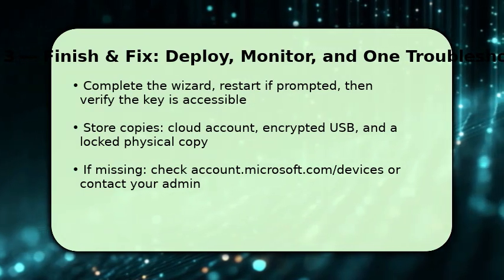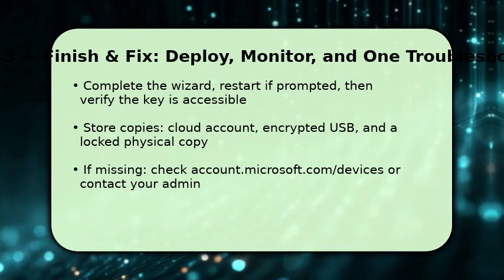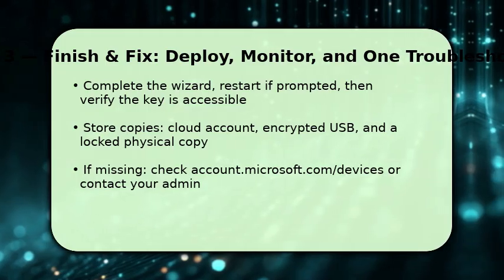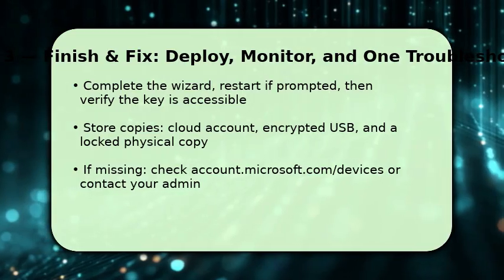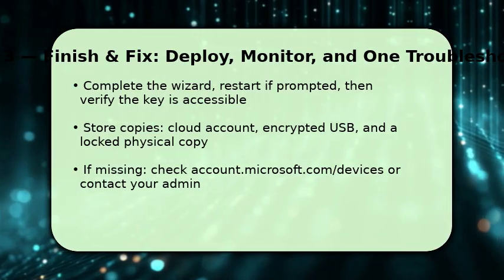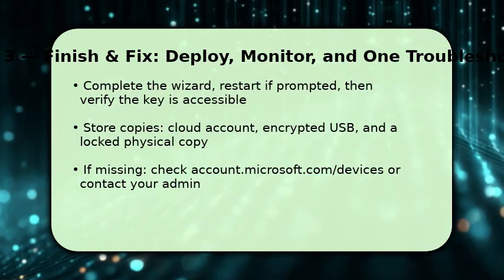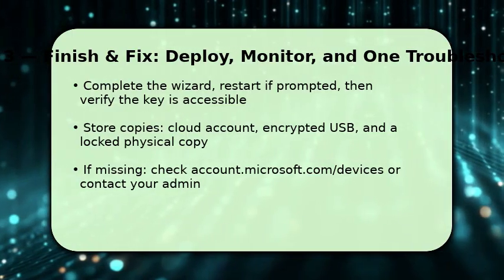BitLocker may prompt to run a system check. Allow it. Once Windows boots, verify that your chosen backup locations contain the recovery key, open the file, inspect the printed copy, and confirm the cloud backup shows the key. Make at least 2 separate, secure copies in different formats.